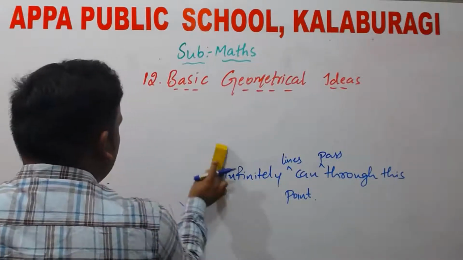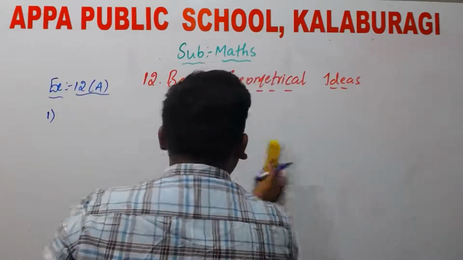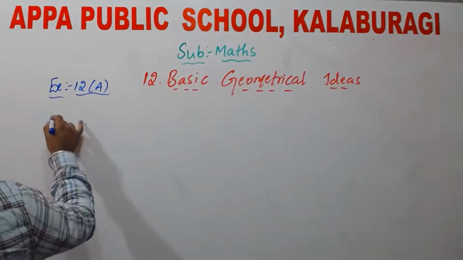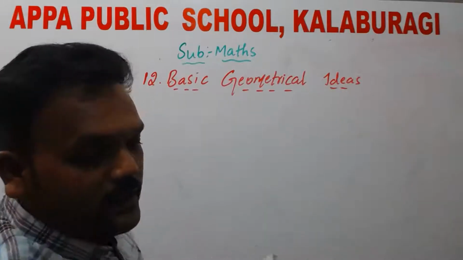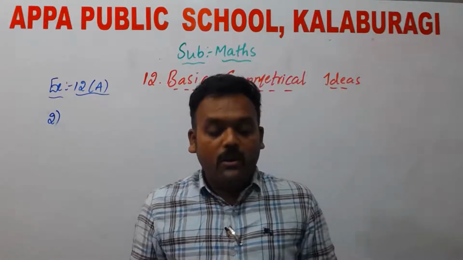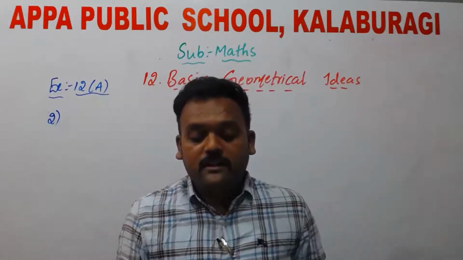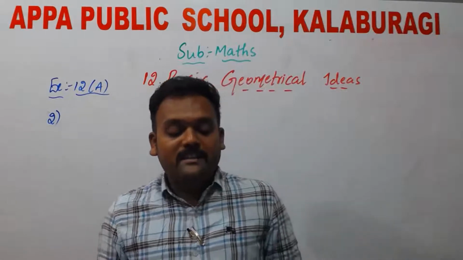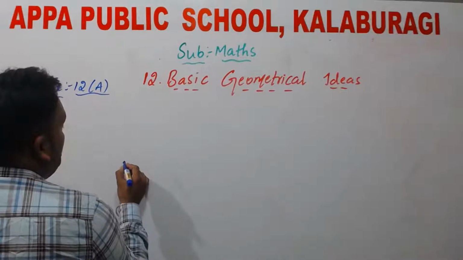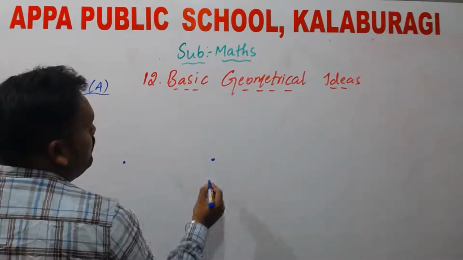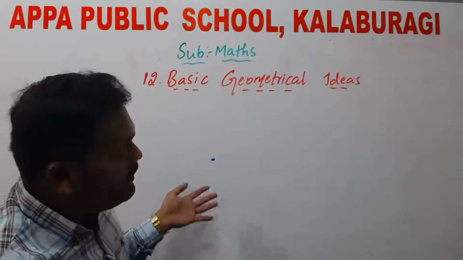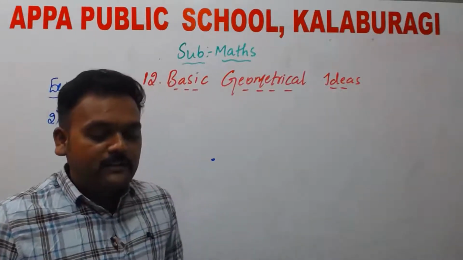Now, the second one. I'll read the question. Mark 2 points on a piece of paper. Draw a line passing through these points. How many such lines can you draw? For example, I am marking 2 points here on a piece of paper, that is, on the whiteboard. Now draw a line passing through these points.